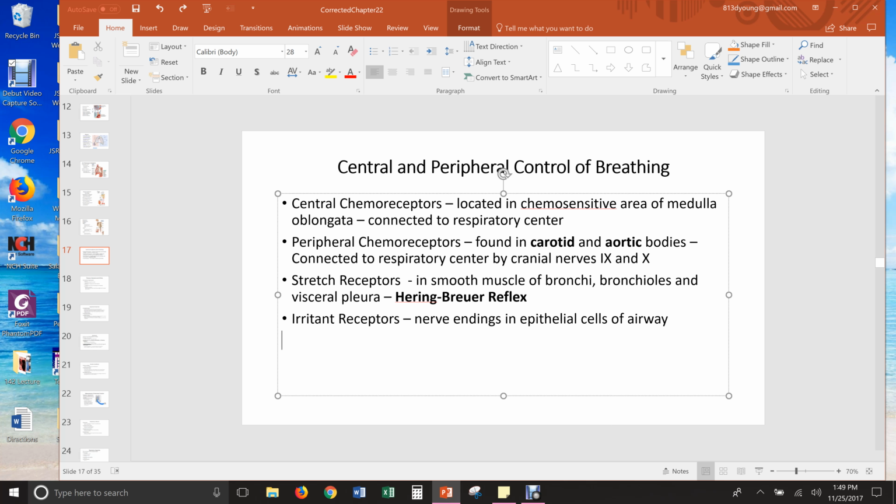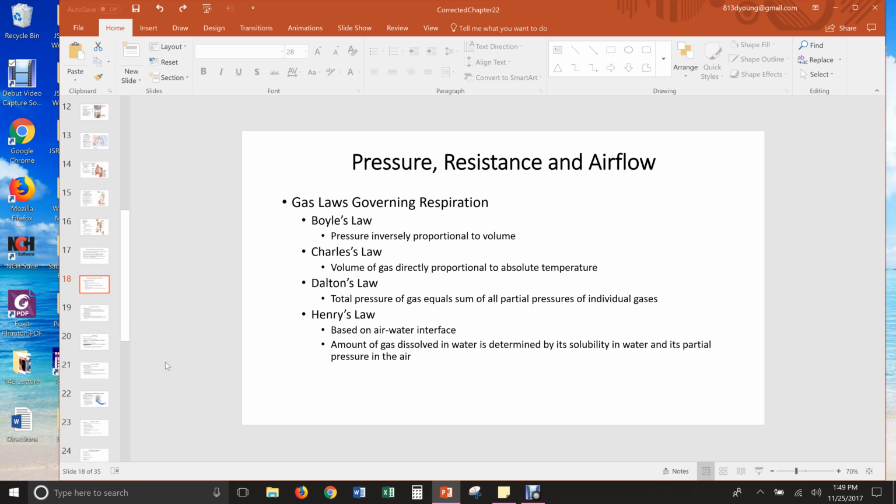Irritant receptors are just that. Anything that's trying to make its way in, we're going to try to make sure that we get it pushed out. Now, some of the controls over our respiration are the pressure, the resistance, and the airflow.